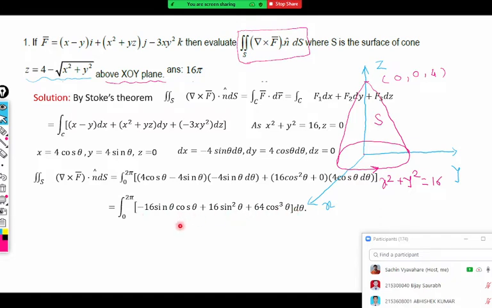Now can you tell me which terms' integration goes to 0? There are three terms: minus 16 sin theta, minus 16 sin theta cos theta, and 64 cos cube theta. What about the first term? Is it 0 or not? Yes, sir, the first term is 0. And the third term is also 0.